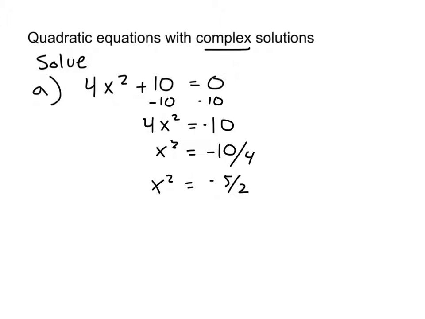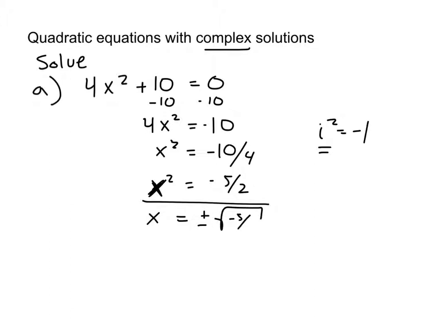Okay, so in the past we would say, x squared can never equal a negative number. But if we take into consideration i, the imaginary number, well, the square of i equals negative 1. So now we say, oh, I guess x squared can equal a negative number. So what we'll do is take the square root of both sides, and we'll say the square root of negative 5 halves. And then this will be plus or minus the square root of, so negative 5 halves is 5 halves times negative 1.